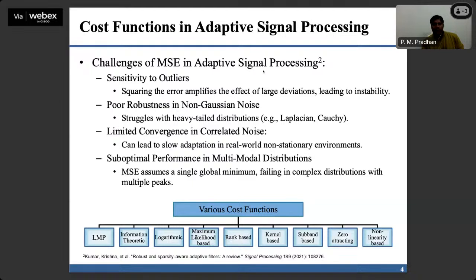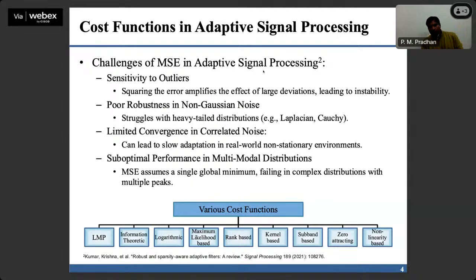Similarly, the third challenge is limited convergence in correlated noise. When we say that the conventional adaptive filtering is used for a certain application, the conventional assumption is that the noise that we are going to face is Gaussian noise, and those are uncorrelated noise.